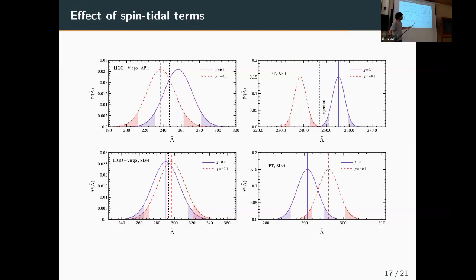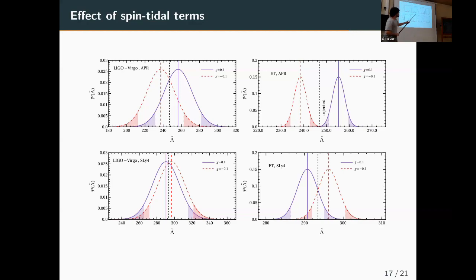So the bottom line is, if we try to model our waveforms with a template that does not consider spin-tidal interactions and extract the tidal deformability from that, we'll extract the wrong value. And it's important because if we extract the wrong value, we'll make wrong assumptions on the equation of state of neutron stars. So in the end, we'll take the wrong conclusion about what the equation of state of neutron stars is.